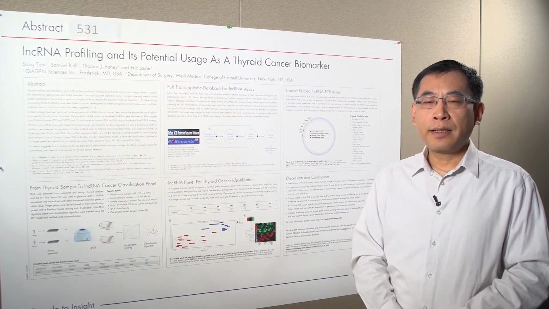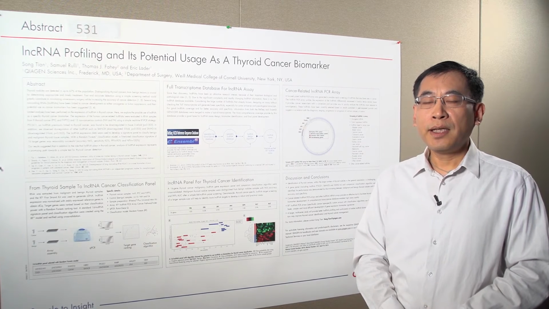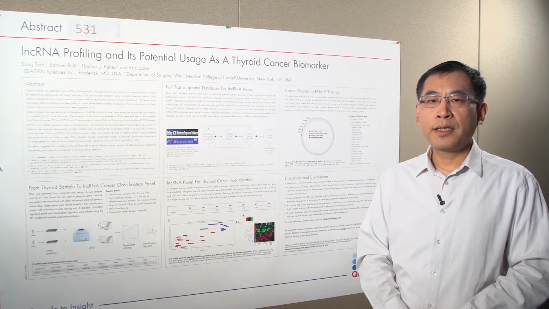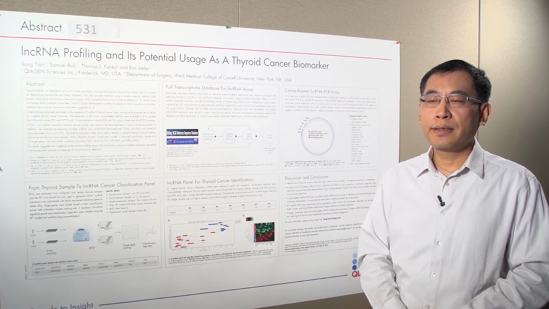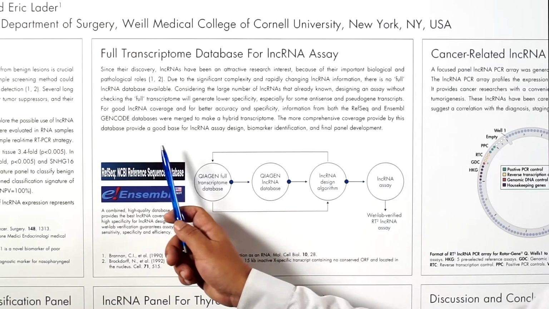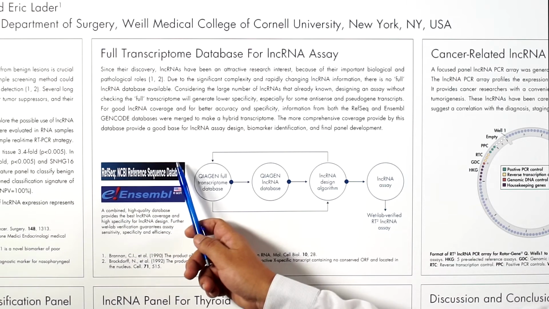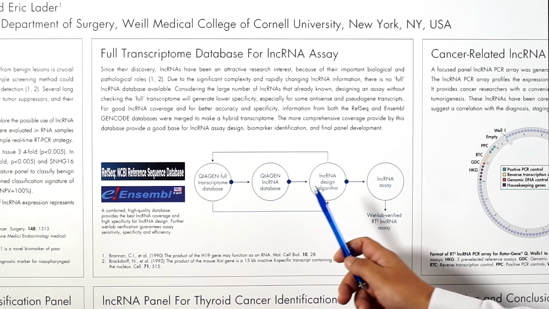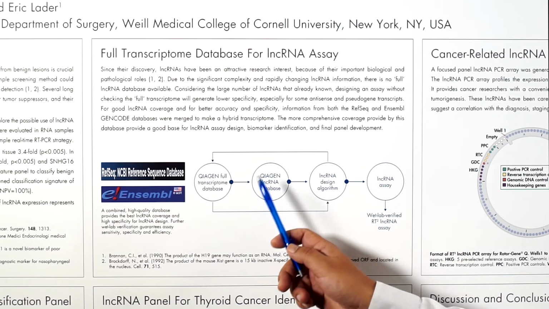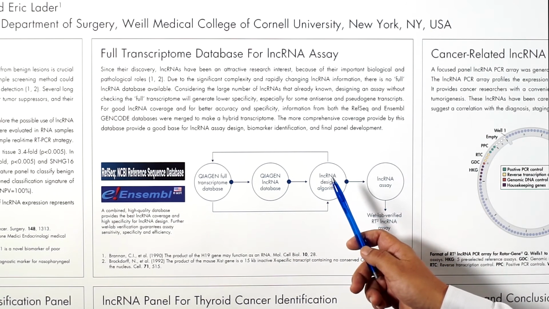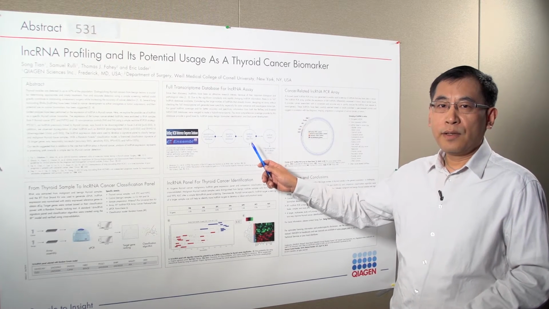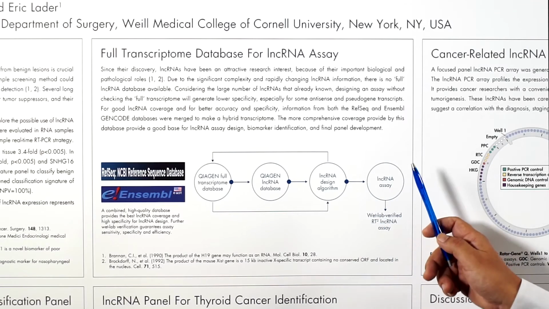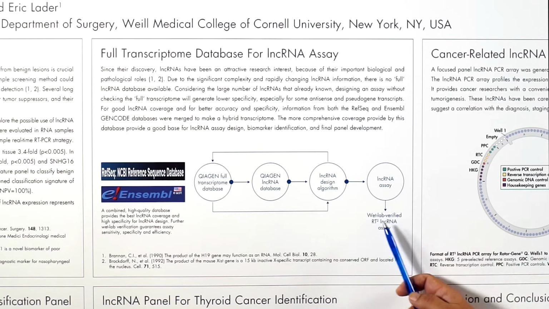For the lncRNA-related study, the first difficult part is the database. Currently, there is no database that can cover all the known lncRNAs, especially the well-characterized lncRNAs. QIAGEN made an effort to merge two important databases together. One is the RefSeq database, one is the Ensembl GENCODE database. So we generated a full transcriptome database. This database covers most of the annotated lncRNA. With that database, we can design lncRNA assays with high sensitivity and specificity. So that gives us a solid base for the development of the lncRNA array.